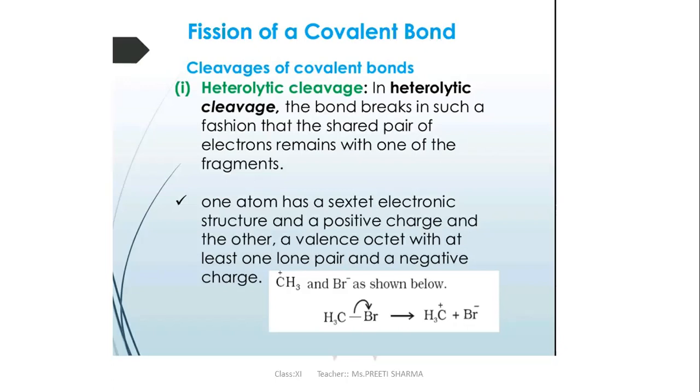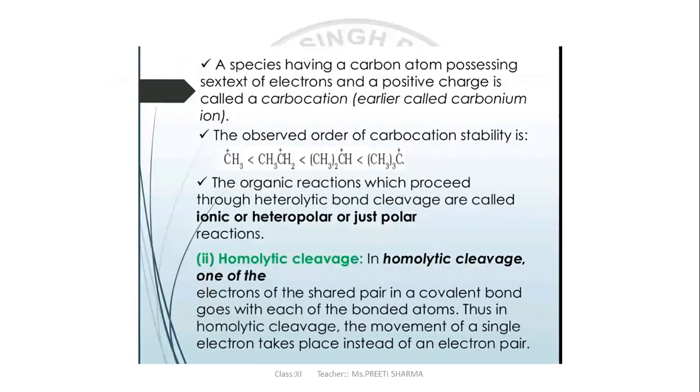In which one of the atoms or one of the compounds is more electronegative than the other. So whichever is more electronegative will attract all the electron pairs and the other will become electron deficient. So try to understand. First of all, I'll tell you about the homolytic, students. In homolytic cleavage, one of the electrons of the shared pair in the covalent bond goes to each of the bonded atoms. It means an equal division is there in the case of homolytic fission. Homolytic fission is such that equal division occurs between the two atoms, students, right?